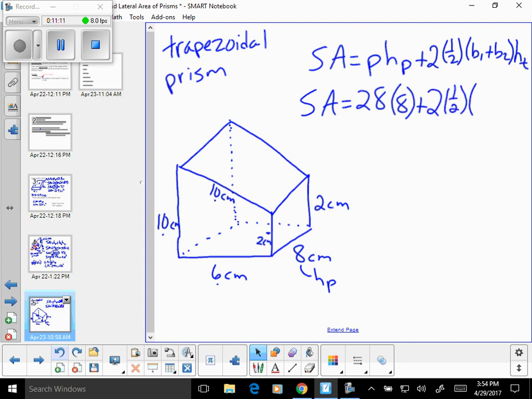Now here's where you've got to be careful. This 6 is actually the height of the trapezoid. This trapezoid has to be kind of turned over to its left. So this is going to be b sub 1, and this is going to be b sub 2, because here is your right angle. So my b sub 1 is 10, my b sub 2 is 2. Now the height of the trapezoid is this 6.